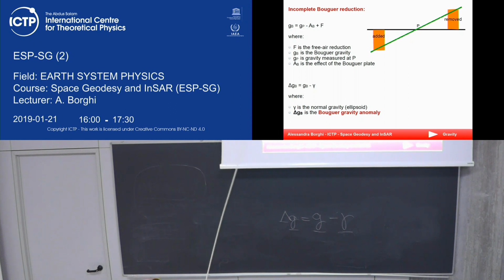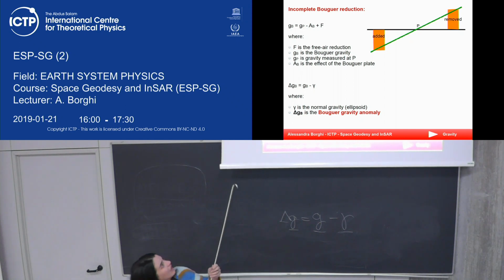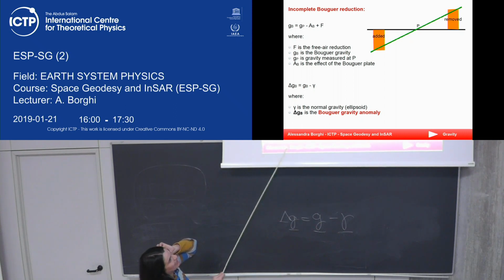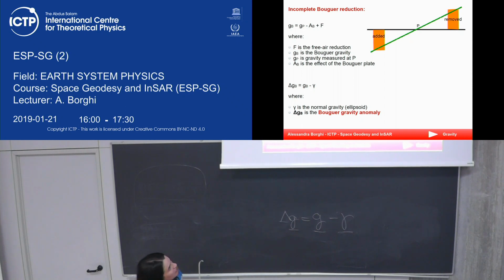Why? To have the Bouguer gravity anomaly. Anomaly means that I'm going to remove the normal field, gamma. Okay? This is the Bouguer reduction. This is the Bouguer gravity anomaly. Anomaly also with respect to the normal field.